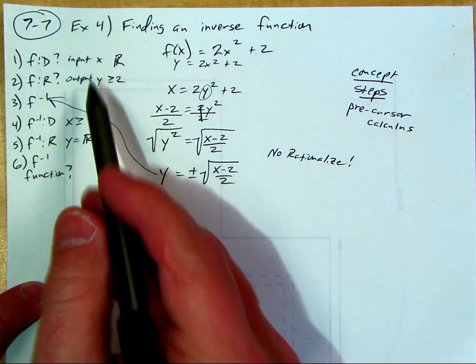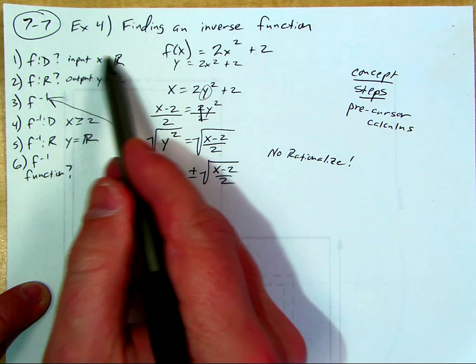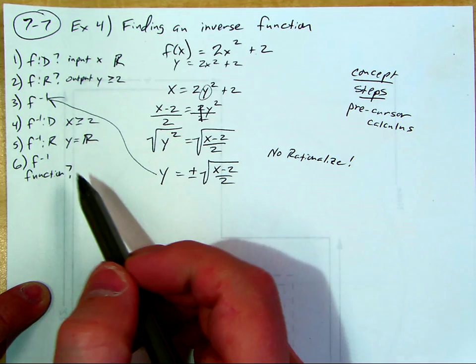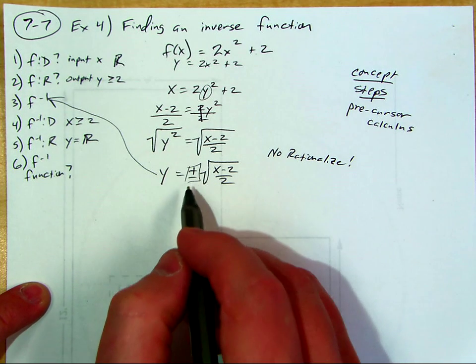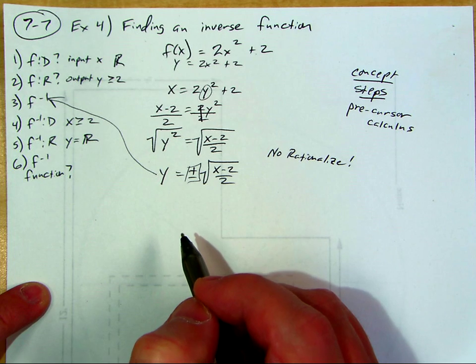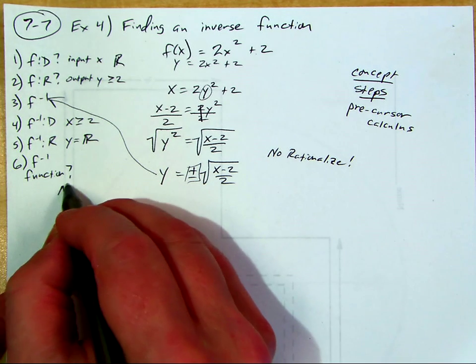Okay, so that's it for the domain and range stuff. The hard part was done up there. Okay, the last thing is we have to decide, is this a function? Remember I told you before, when you get plus and minus stuff, that means bad. So this one is not a function.